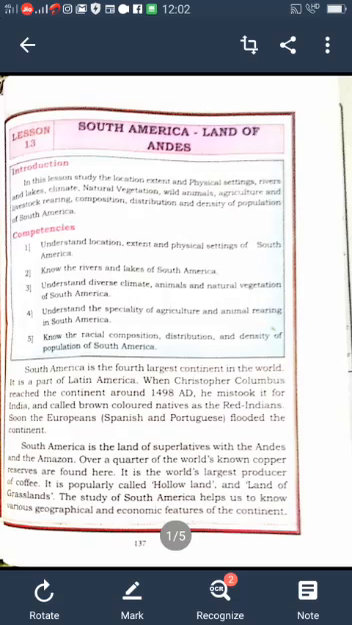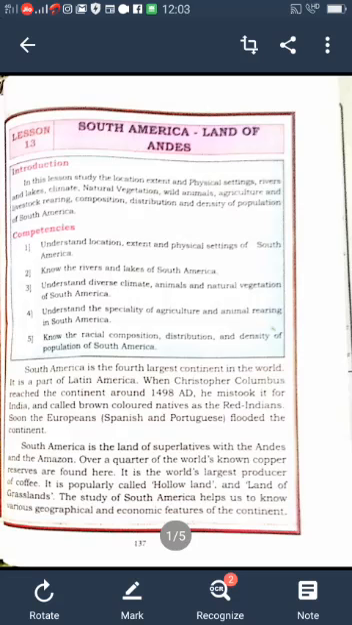So what did you learn? South America is the fourth largest continent in the world. It is a part of Latin America. When Christopher Columbus reached this continent, by his mistake, he considered it to be India. When he saw the brown colored natives in this place, he called them Red Indians.